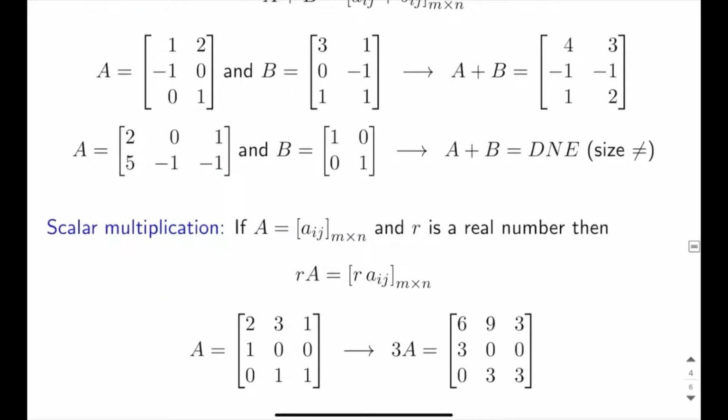Another matrix operation is the scalar multiplication. It's actually just multiplying a real number to every entry of A. For example, if capital A is a matrix of size 3 by 3 with 9 entries here, then multiplying 3 to A means that you are going to multiply the number 3 with each entry of A. So 3 times 2 is 6, 3 times 3 is 9, 3 times 1 is 3, and you are going to do that entry-wise for every entry of A.